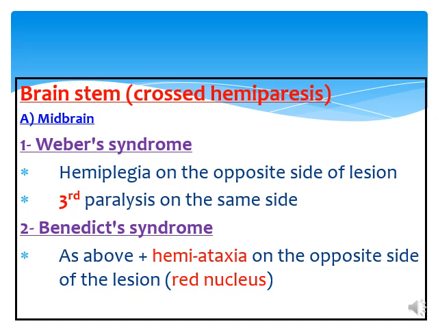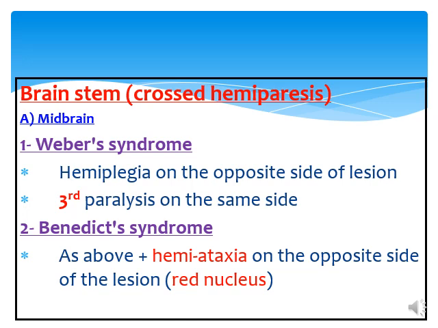Brainstem lesions. Let's start with the midbrain. As we know from the anatomy, we have 12 pairs of cranial nerves. The first, second, and eighth are purely sensory, and they are not connected to the brainstem directly, and we will not see these nerves affected in cases of brainstem hemiparesis or hemiplegia.